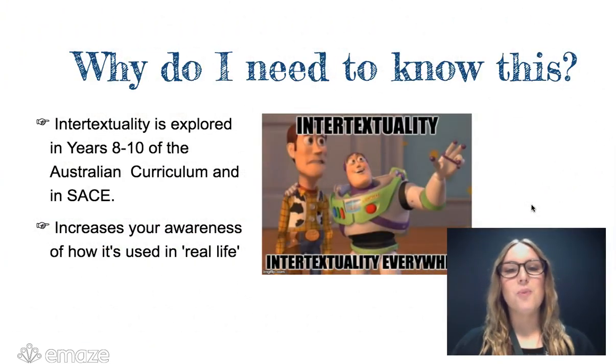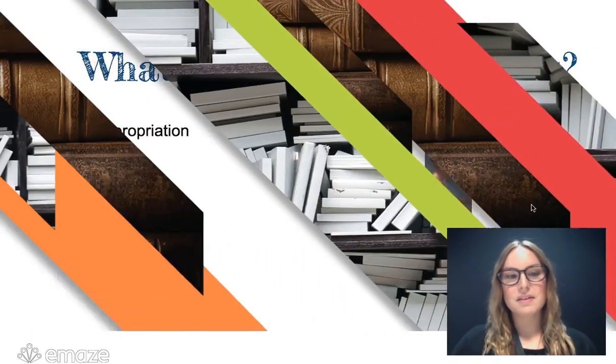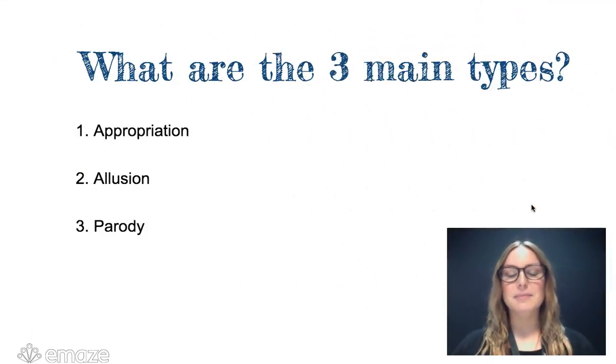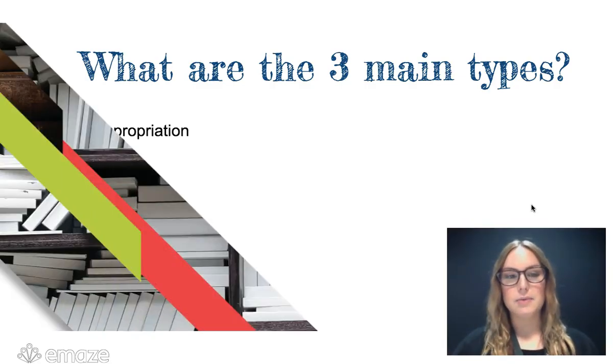Okay, so why do I need to know this? Not only is intertextuality covered from years 8 to 12 in school, but it's also everywhere around you, and the more you study it and really understand it, the more you'll see it everywhere. So what are the three different types? The first one is appropriation, the second is allusion, and the third is parody. And we're now going to go into those in a bit more detail.